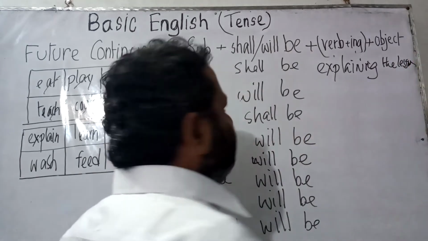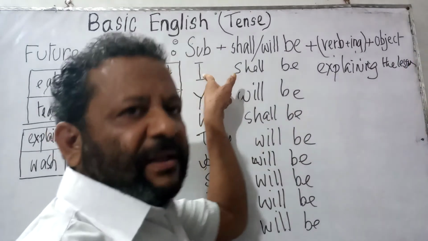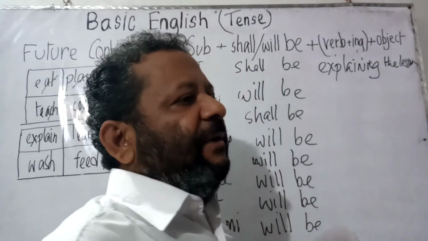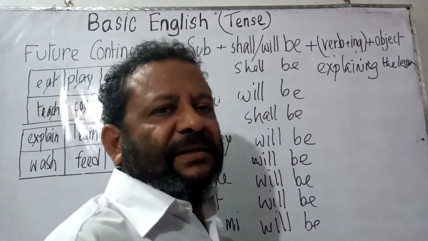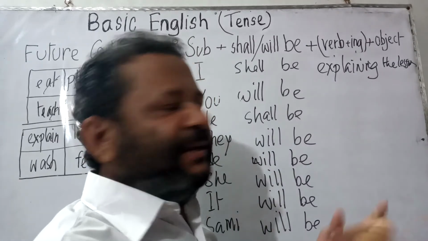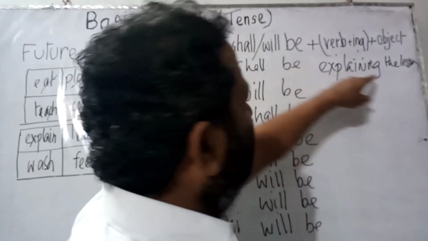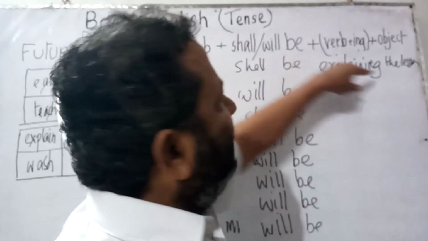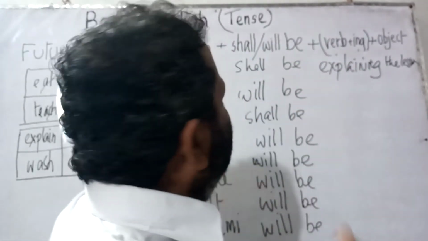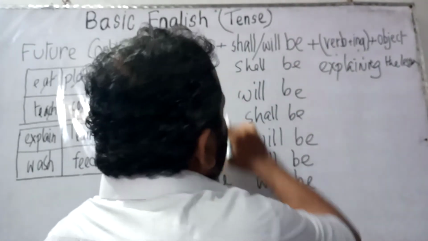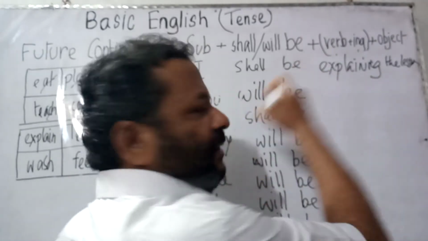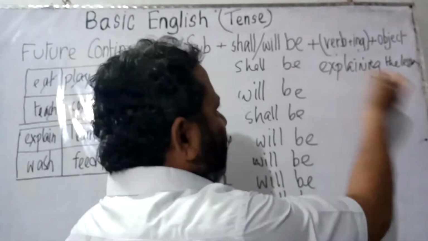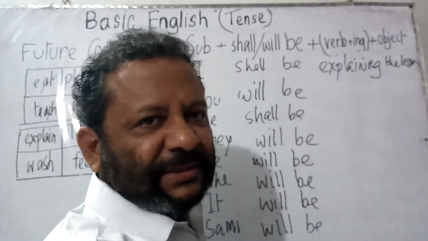Now, dear everybody, instead of I we can insert any subject from below. And by changing the subject, we can make new sentences. Say, I shall be explaining the lesson. Now I can say, you will be explaining the lesson. We shall be explaining the lesson. They will be explaining the lesson. He will be explaining the lesson. She will be explaining the lesson. It will be explaining the lesson. Sami will be explaining the lesson.